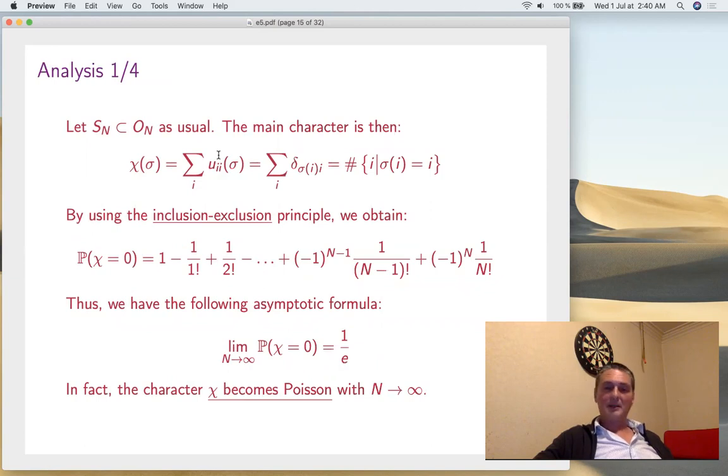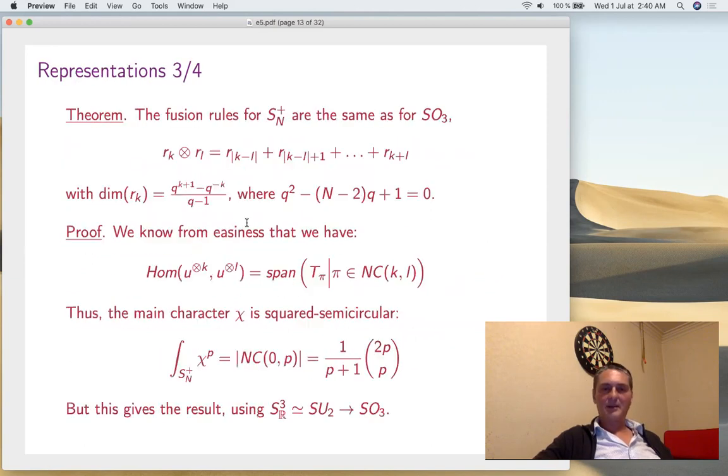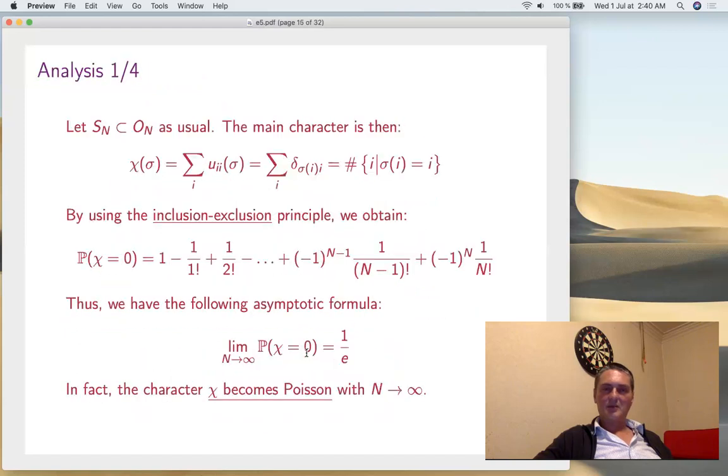Now, let's do some analysis. We already saw the character here, square, semicircular, but let's try to understand that a bit more. So let's go back to Sn. As for the character for Sn, first of all, Sn acts as permutation matrices. So the character is the number of ones on the diagonal, and these are exactly the fixed points, right? So the character is the number of fixed points. So the conclusion is that, let's try to understand when a permutation has no fixed points at all, right? That's the very first question.